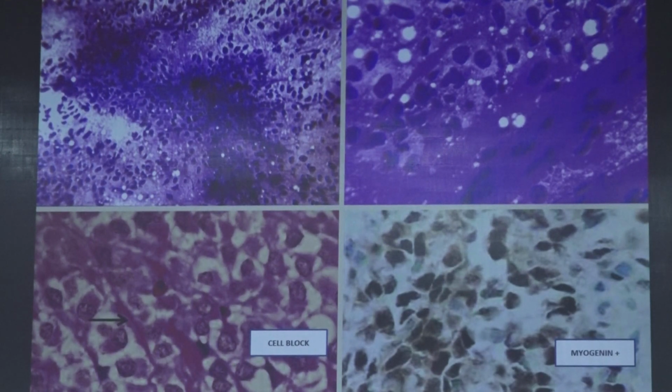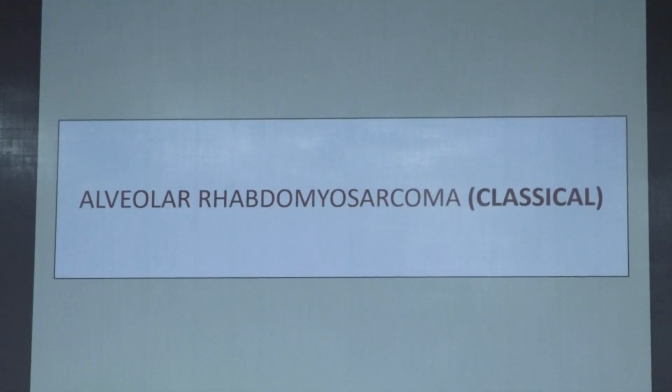And this is also positive. And the cell block, see the beautiful cell block which I have seen in cytology. It comes in the cell block, and this myogenin is positive. Diagnosis is alveolar rhabdomyosarcoma, classical.